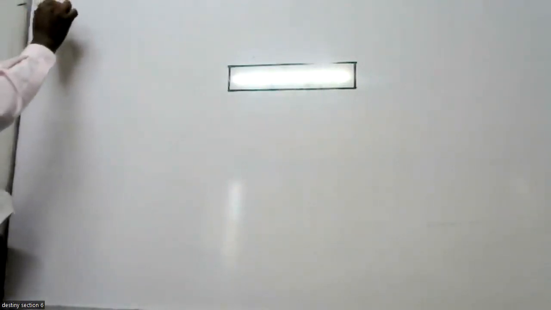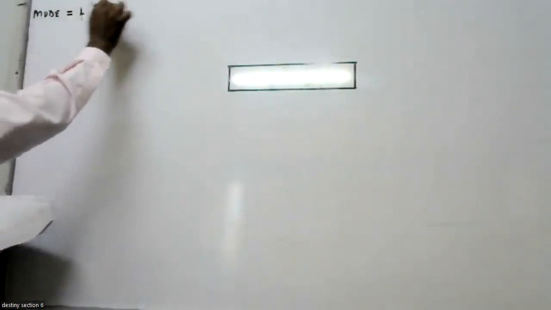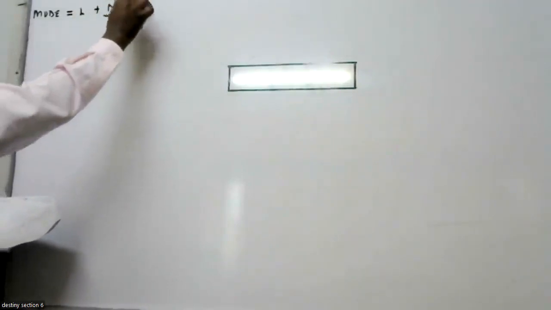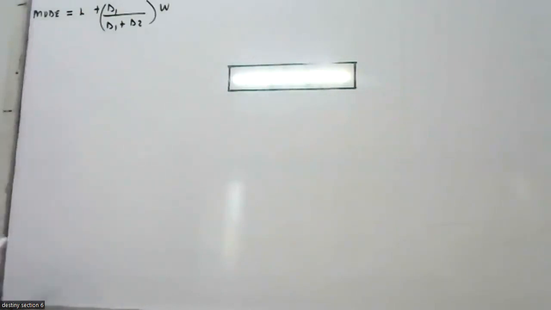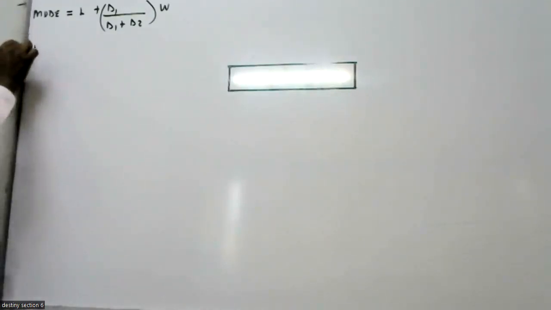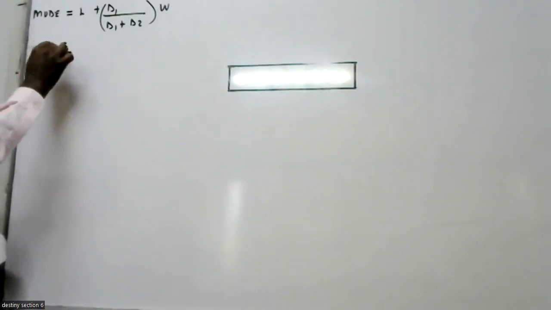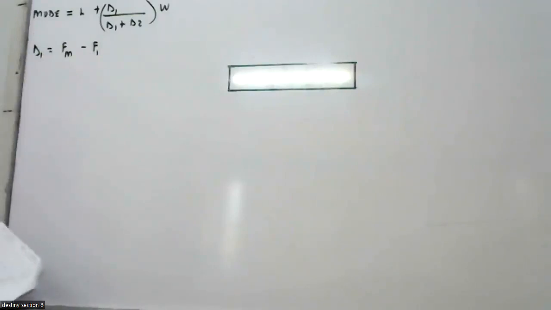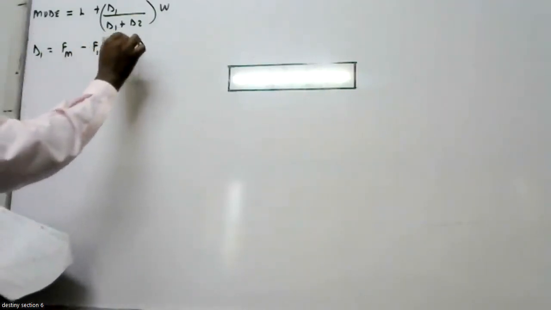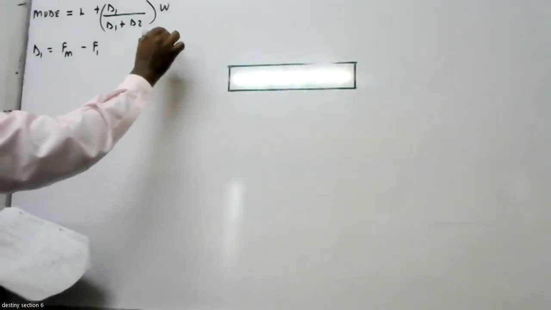I told you when you're dealing with these kind of questions, the first thing is always to write the formula. So the mode of grouped data we know so well is always given as L plus D1 out of D1 plus D2, you multiply by W. That is how we get the mode. And remember, D1 is the frequency of the modal class minus F1, the frequency above, and D2 is given as the frequency of the modal class minus the frequency below, F2.